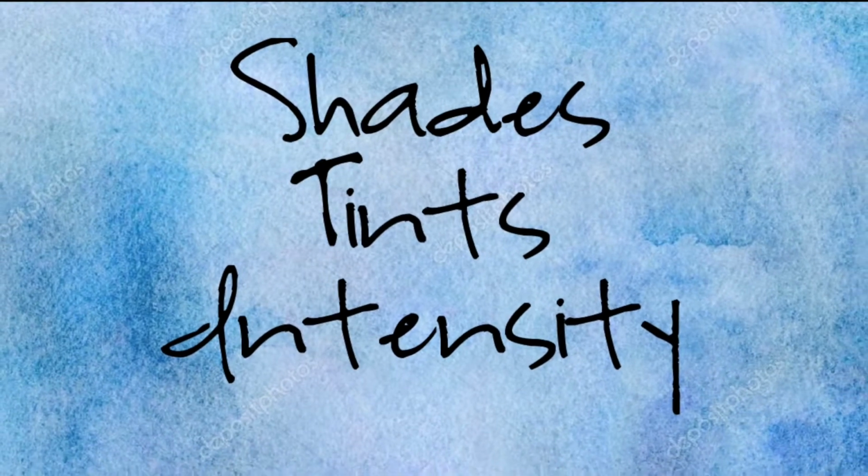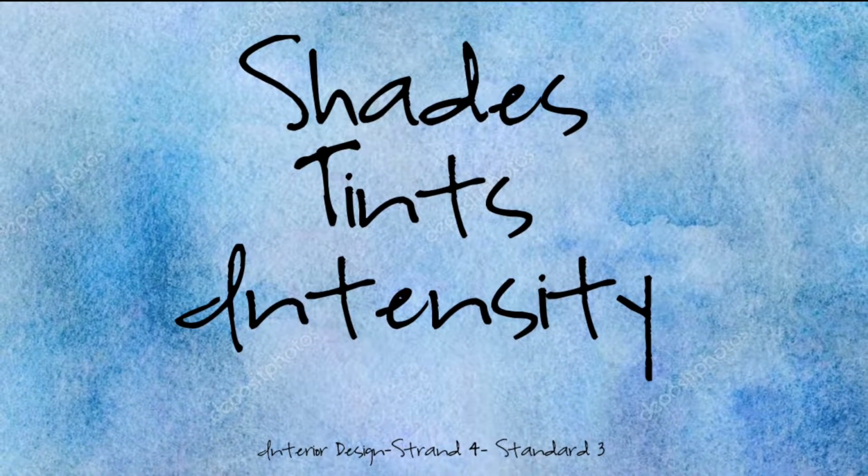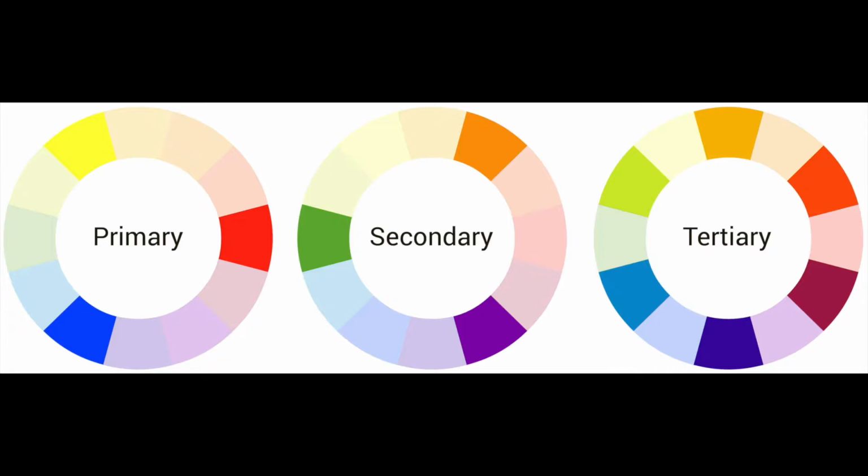Today we will be discussing shades, tints, and intensity. As we know from our previous unit in this class, the color wheel is comprised of primary, secondary, and tertiary colors. As a quick review to the past unit, we remember that primary colors are your three main or initial colors: red, yellow, and blue.